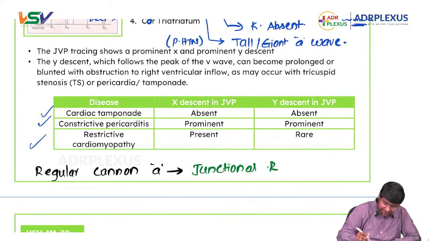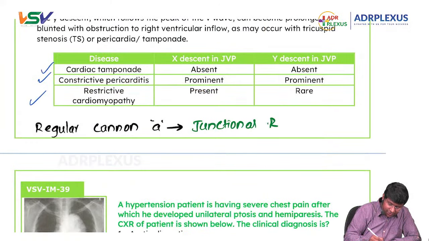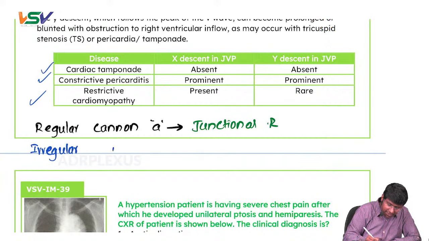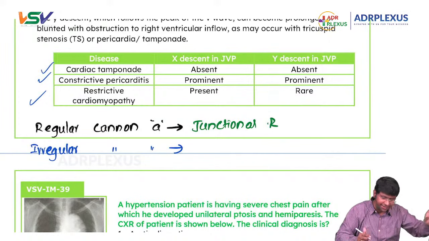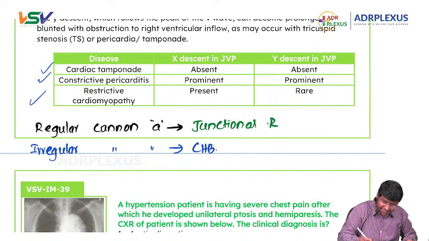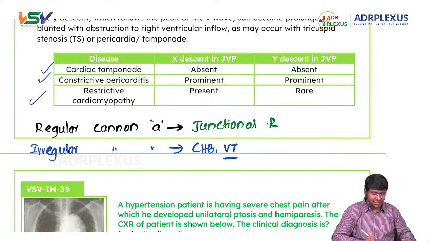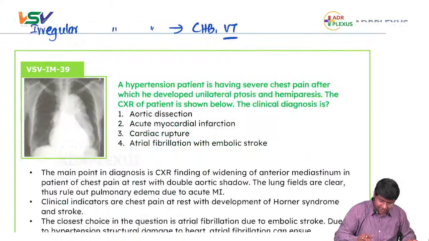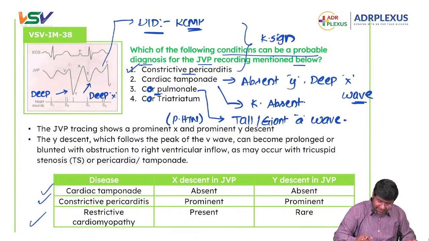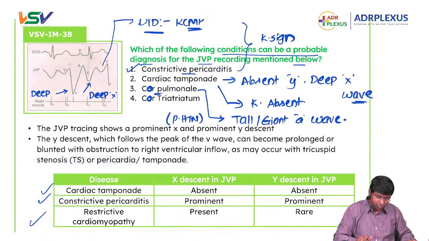Now tell me, where will you have an irregular Cannon A wave? Very good, excellent. That is in complete heart block as well as VT, ventricular tachycardia, where you will have an irregular Cannon A wave. Done. Next, regarding the abnormalities of any other waves, do you want me to discuss?